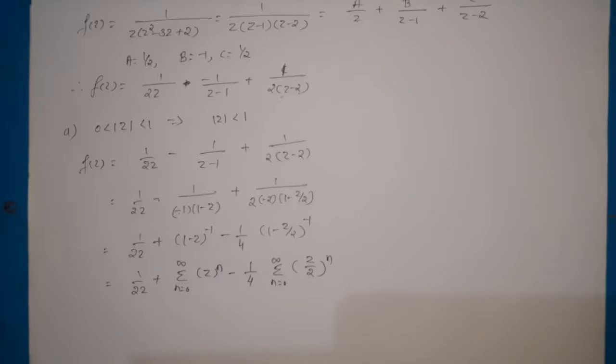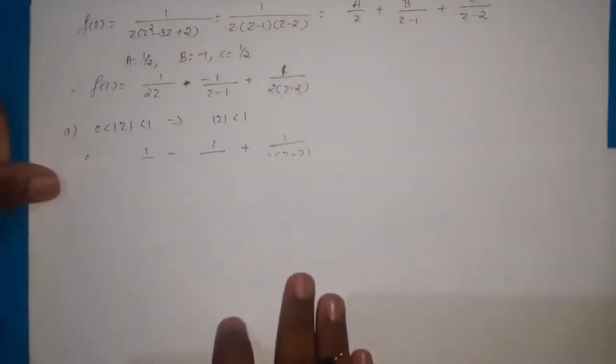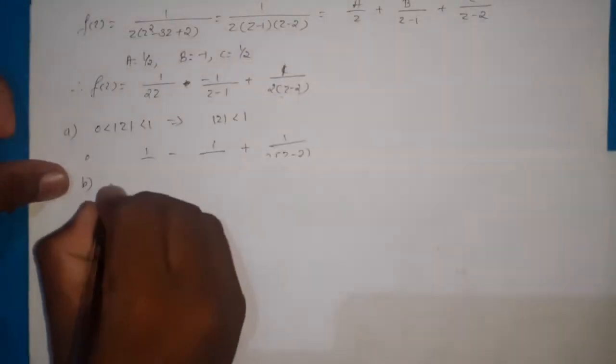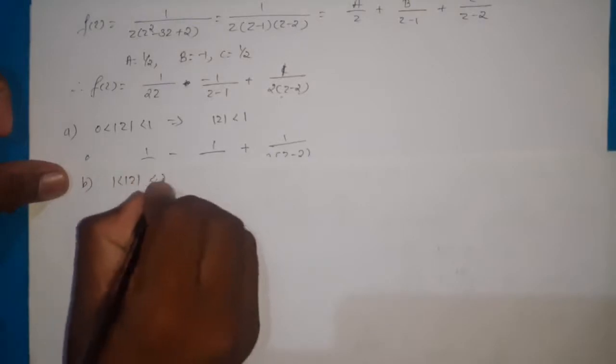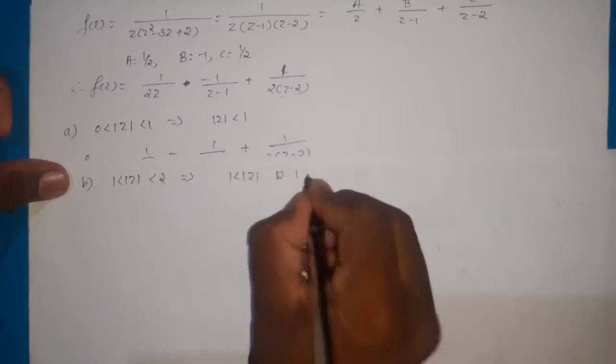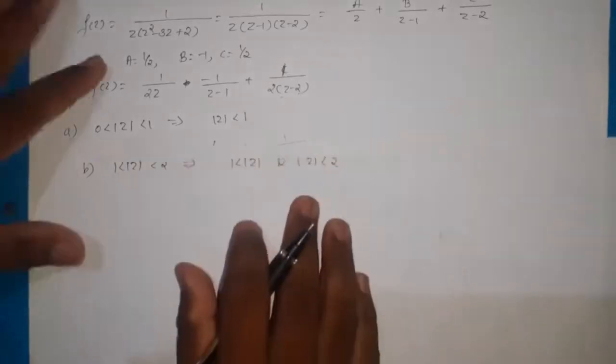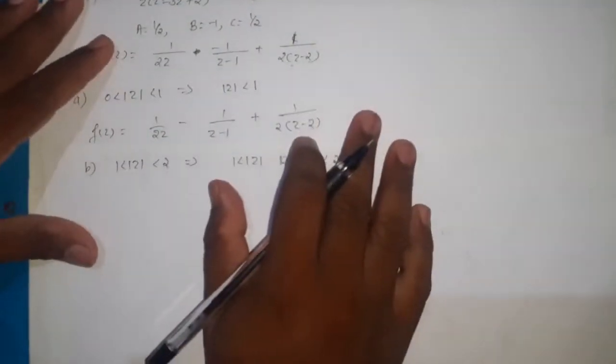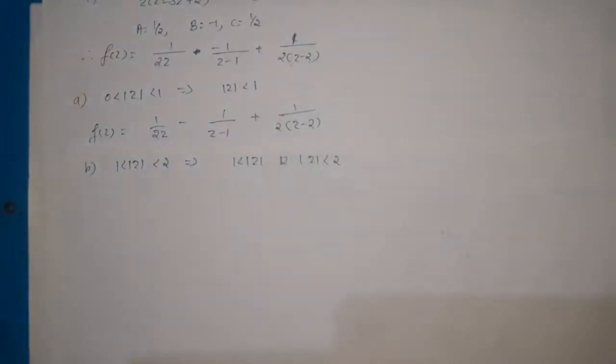And the second region. So here the second region is 1 less than mod z less than 2, that is 1 less than mod z and mod z less than 2. So means whenever 1 is present in the term, take that z outside, and whenever 2 is present, take 2 outside.